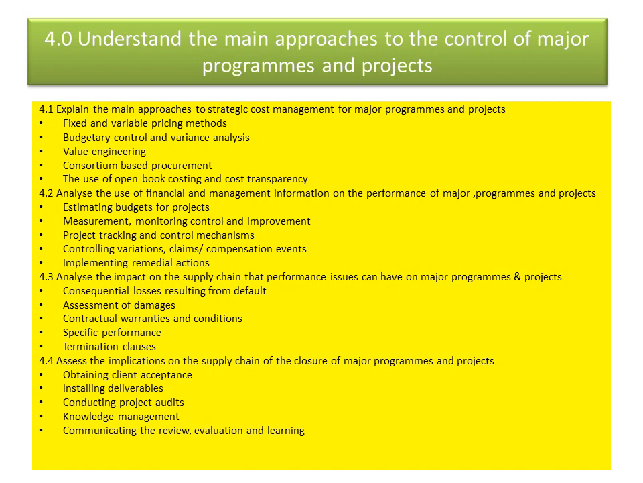It's also about 4.3, analysing the impact of the supply chain that performance issues can have on programs and projects. So that's particularly contract problems, damages, problems with performance of suppliers. And 4.4 is closing out the project, how to obtain client acceptance, installing deliveries, project audits, etc.